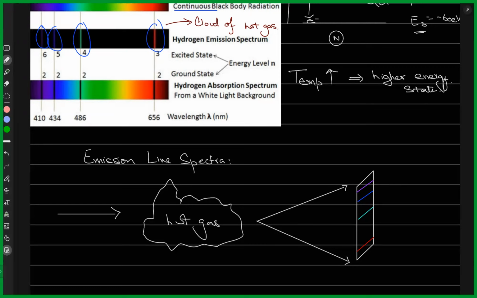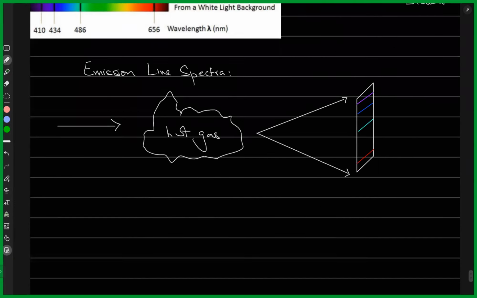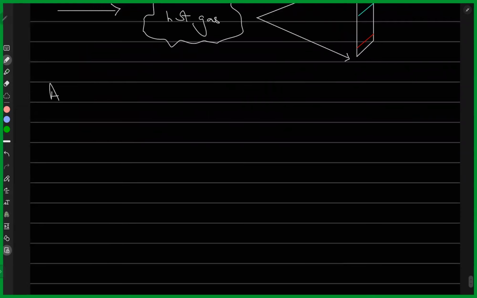Okay, so this is emission line spectra. Emission happened because we passed it through a hot gas. And why? Because the temperature was high, which corresponded to a higher energy state. Now, next we have absorption. We have discussed most of the things, but now let's see what it means to have an absorption line spectra.